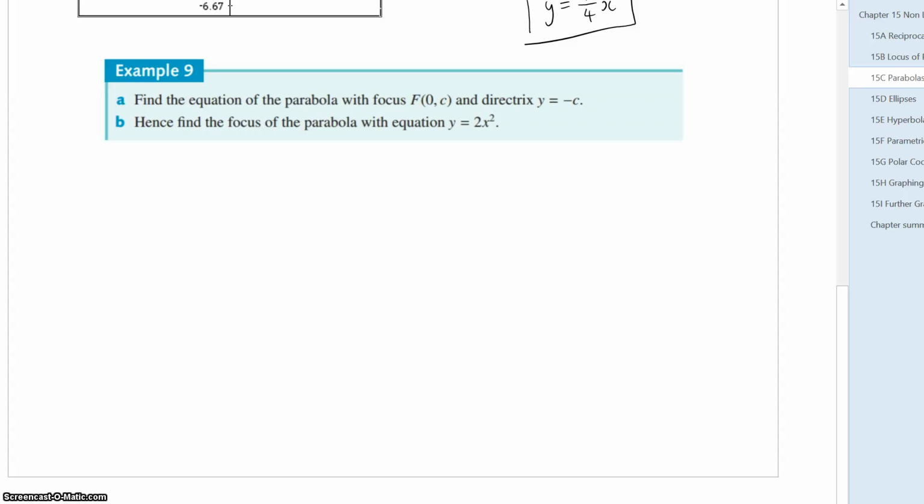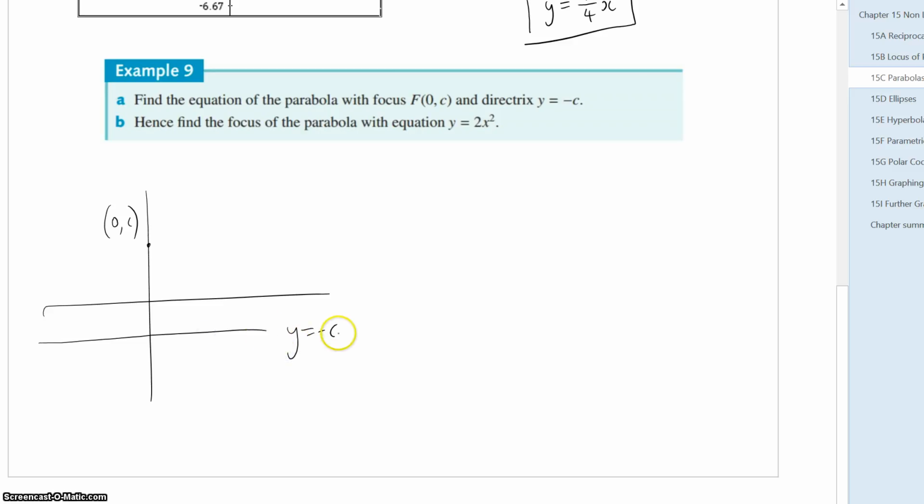So 9a says find the equation of the parabola with focus (0, c) and directrix y equals negative c. Okay, so we've got some sort of situation here where we've got this point (0, c), we don't know what c is, and then some line here, y equals negative c. And we need to find out the equation of the parabola that makes this work.